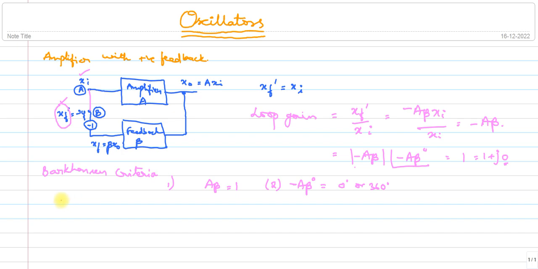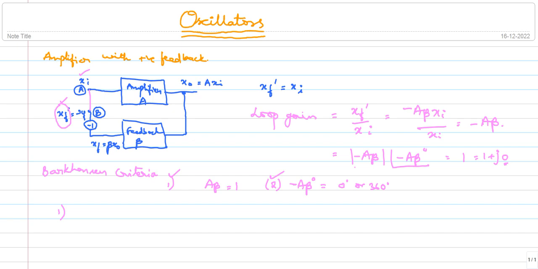Based on these two conditions, we can have two statements. The first statement: the frequency at which the sinusoidal oscillation will operate is the frequency for which the phase shift angle theta of the loop gain is 0 degree or 360 degree. So to make an oscillator, we have to maintain the phase shift angle as 0 or 360. This part is important. The second point is that oscillations will be sustained at the oscillator frequency if the magnitude of loop gain is equal to unity. One point is related to angle and another point is related to magnitude.